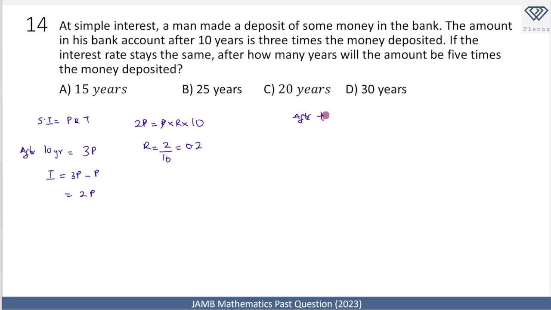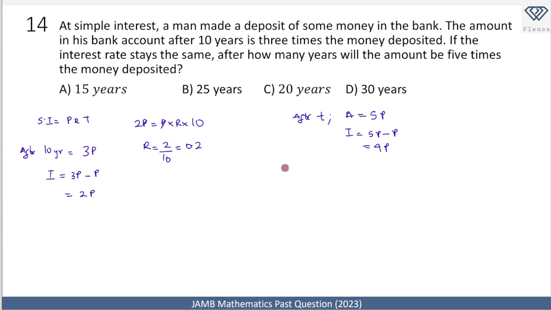So after what time would the principal have accrued to what? Would the amount in the bank be equals to what? 5P. So again, applying similar logic that we used over here, if the amount in the bank is 5P now, that means what? The interest will be what? 5P minus P, because he invested P when it was starting out. So the interest that would have accrued would be 5P minus P, which is 4P.